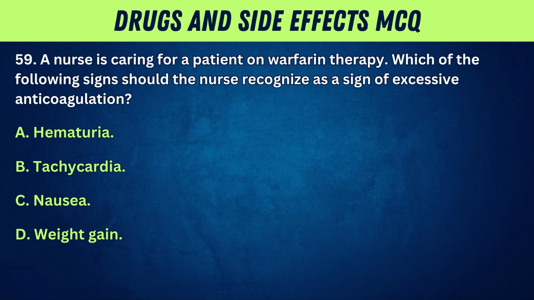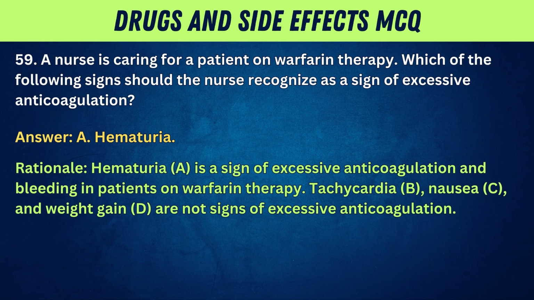59. A nurse is caring for a patient on warfarin therapy. Which of the following signs should the nurse recognize as a sign of excessive anticoagulation? A. Hematuria. B. Tachycardia. C. Nausea. D. Weight gain. Answer: A.